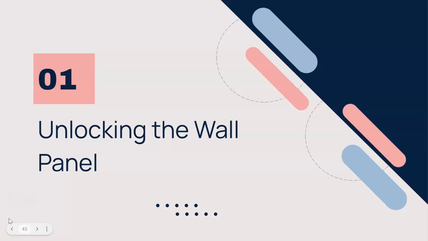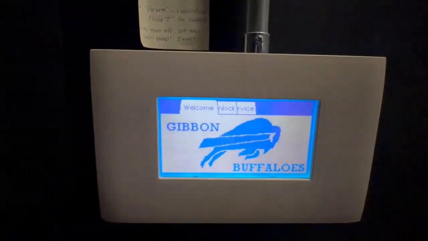Unlocking the wall panel. When you go behind the main curtain to the west side of the auditorium, you will see this panel on the wall. To wake up the system, just tap the screen. Now, select the tab in the middle of the top that says Unlock.